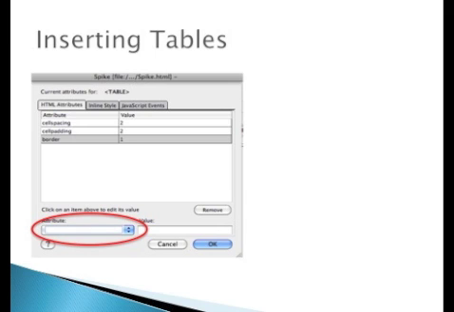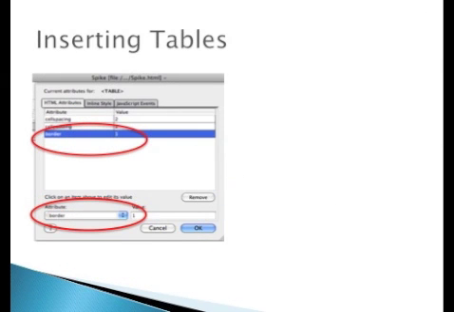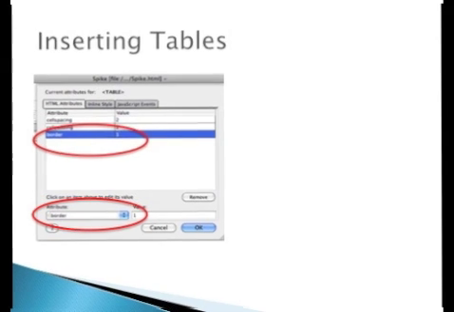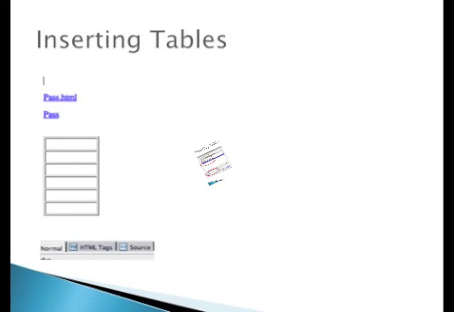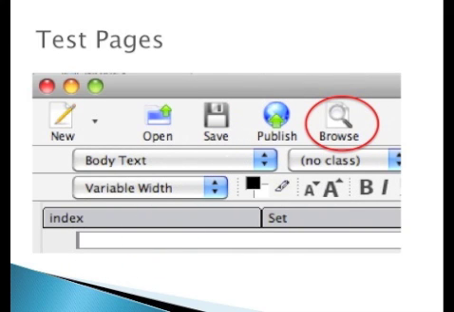Here I can set the width of the border, the cell padding, which is the space between the cell border and the content, and the cell spacing, the space between the table cells. Now, the best way to learn the difference between these 3 variables is to change them around and see what happens with your table.